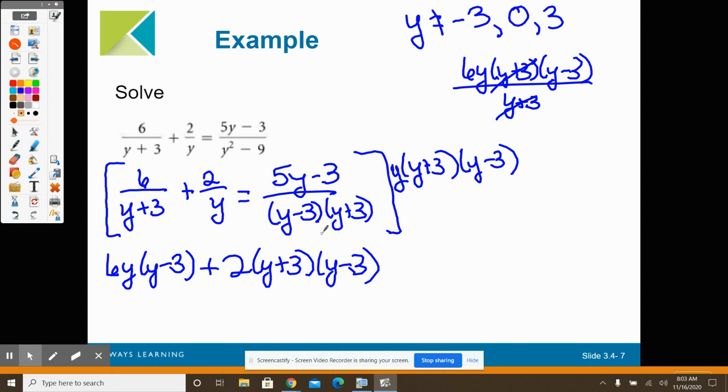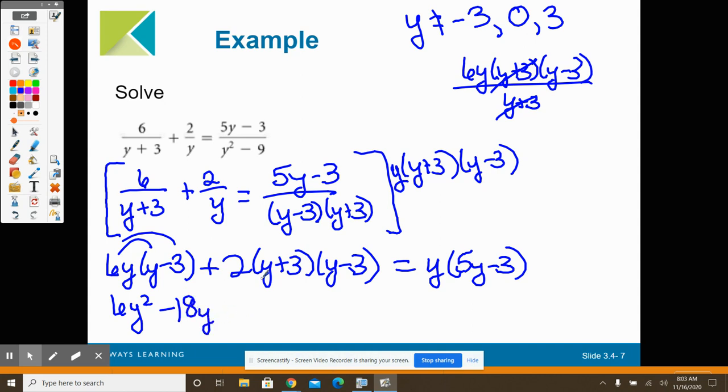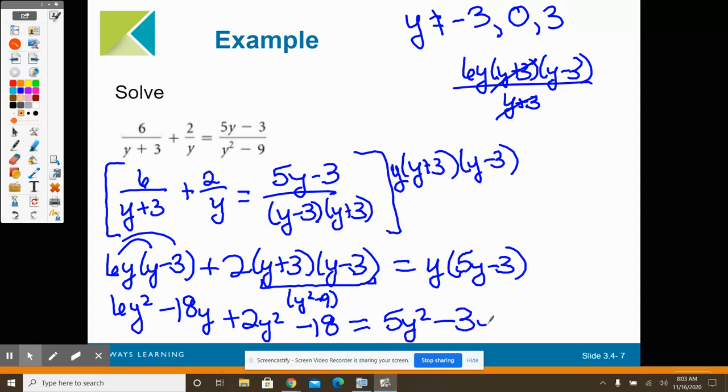On this last piece, the y plus 3 and y minus 3 will cancel, and you're just left with a y times the 5y minus 3. So let's clean that up a little bit. That's 6y squared minus 18y. This is y squared minus 9. It'll be easier to distribute to that. So that's plus 2y squared minus 18 equals 5y squared minus 3y. This is a little messy. Let's write it up over here.